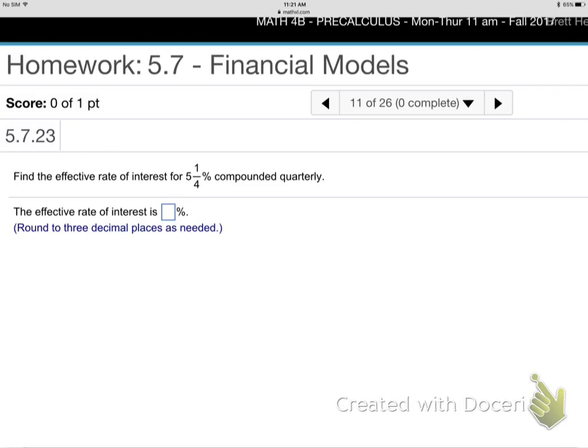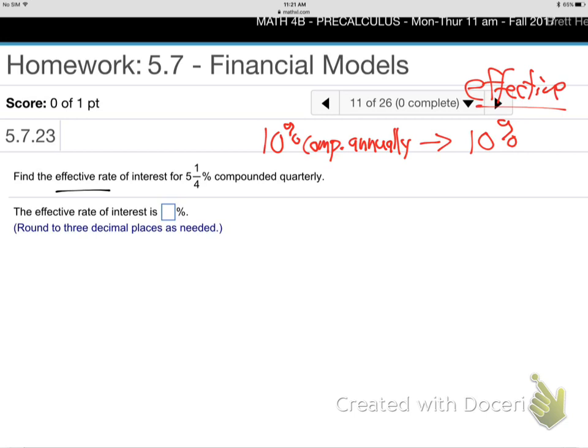Okay, so effective rate. Well, let me give the idea first. What do we mean effective rate? Did you know listed rates are not exactly the same as effective rates? So, for example, if somebody says 10% compounded annually, that just means once a year, then the effective rate is 10%. And this is the listed rate. So if it's listed at 10%, the effective rate is 10%.